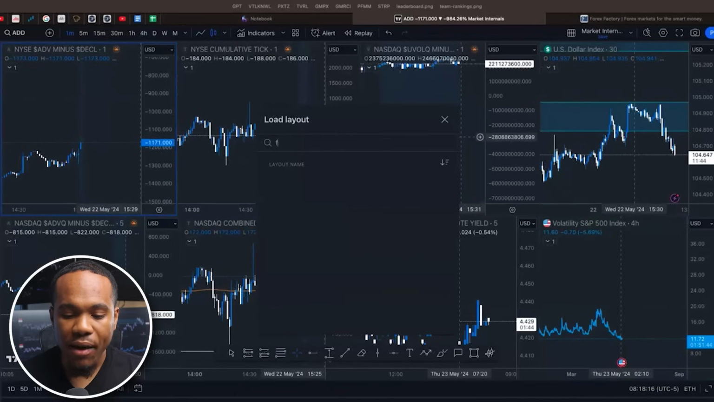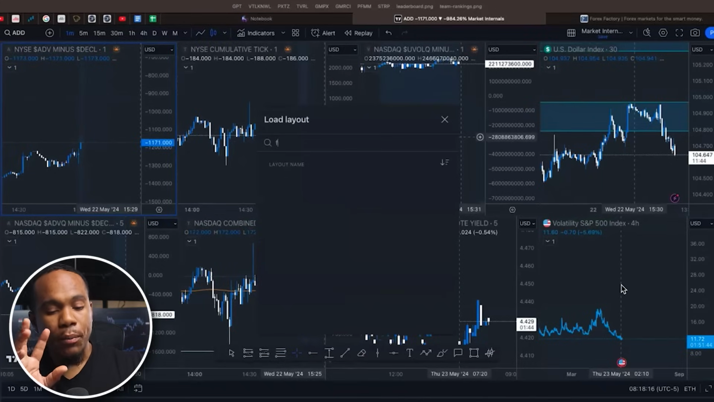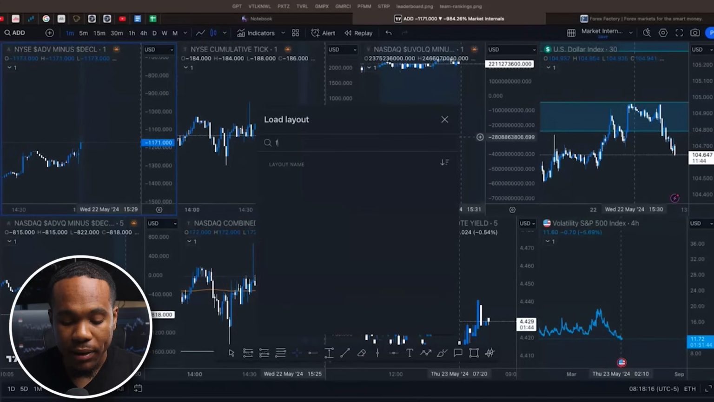So I have a market internals chart where I keep the ADDQ, the tick ADD, the NYSE tick and the NASDAQ tick, right? I keep the DXY here. I have the VIX here, the volatility index for the S&P. I have all these up on one screen. So I'm setting up my screens quickly.